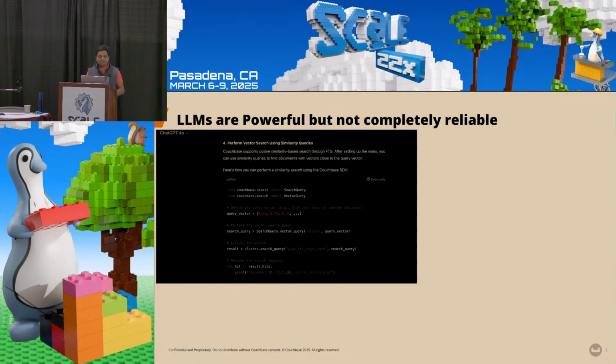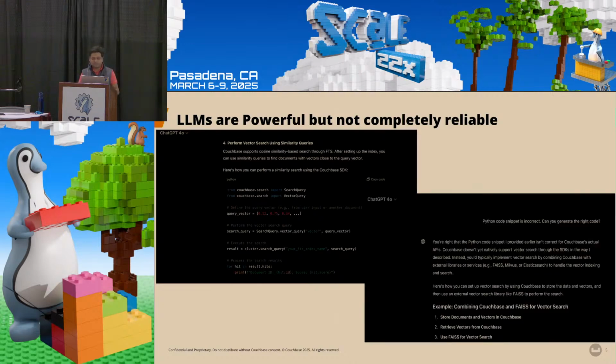Because I know Couchbase and I know that this is not the right syntax, I asked ChatGPT, hey, this code snippet is incorrect. Can you generate the right code? And guess what? ChatGPT now agrees with me that, okay, you are right. But it then says that Couchbase doesn't support vector search, which is also not right.